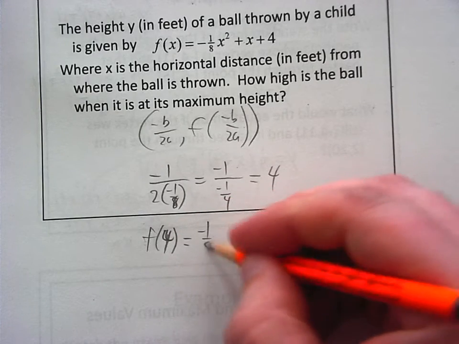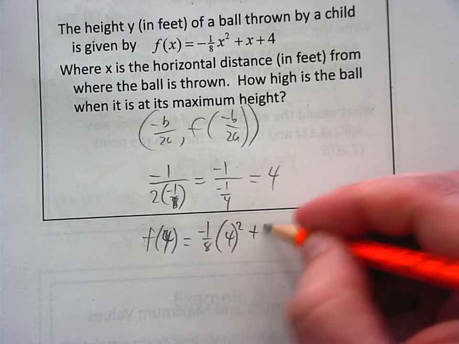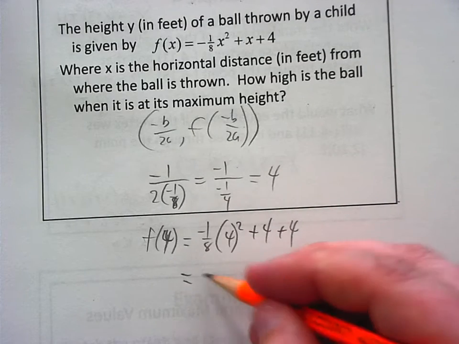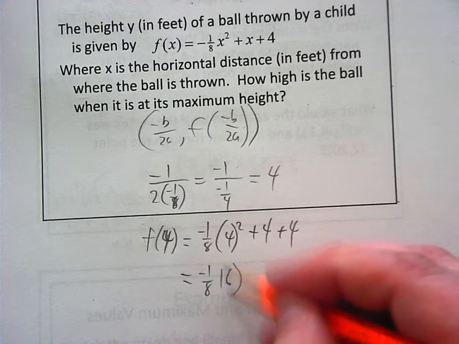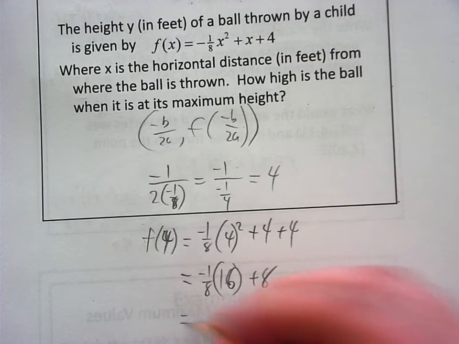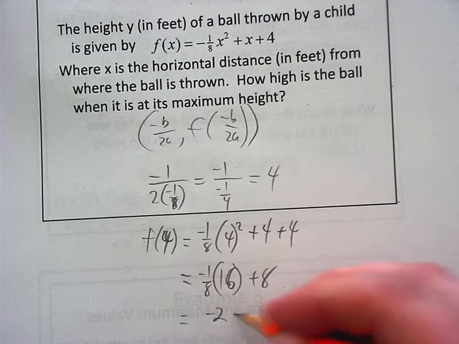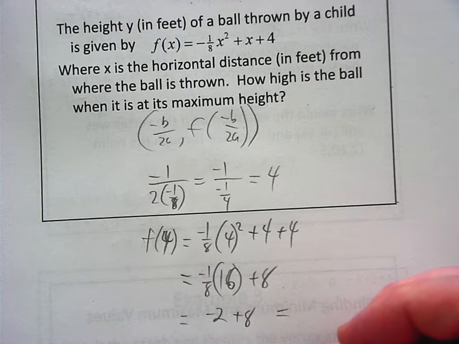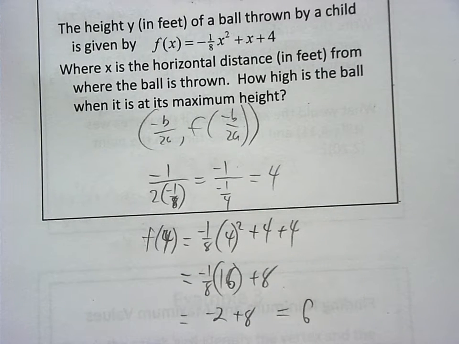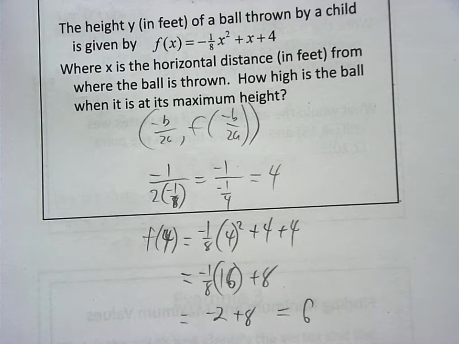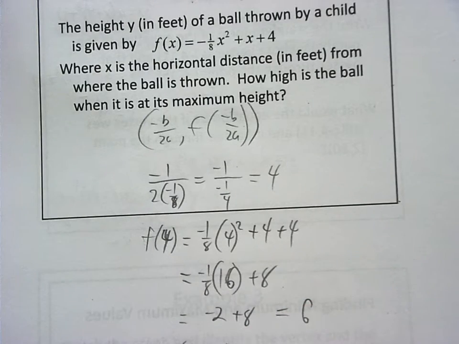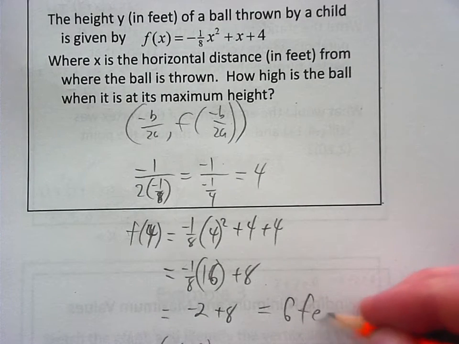f of 4 is equal to negative 1/8 times 4 squared plus 4 plus 4. So what's negative 1/8 of 16? Negative 2 plus 8? 6. So, how high is the max height of the ball? The coordinate of the vertex is 4, 6. 6 feet. So the height is just the 6 feet.